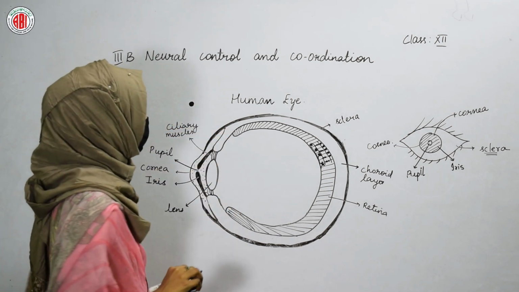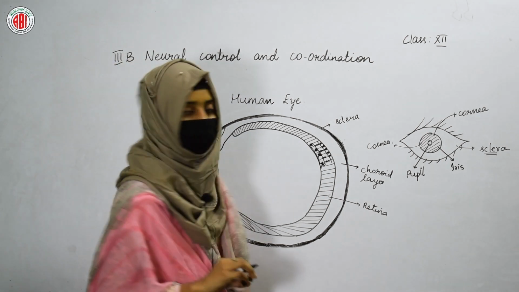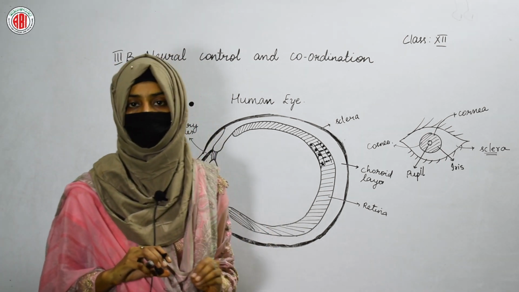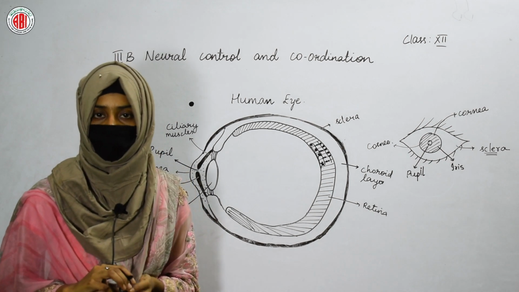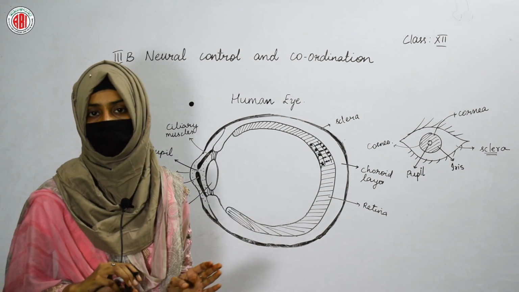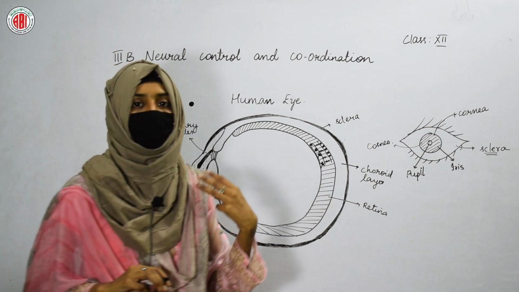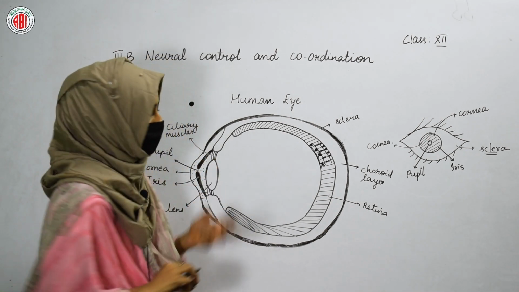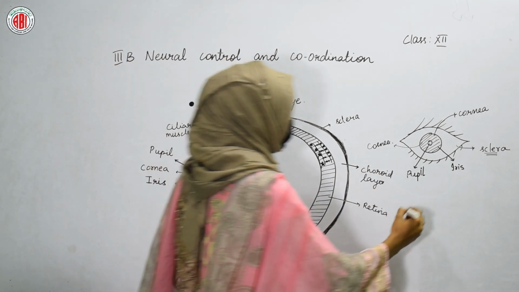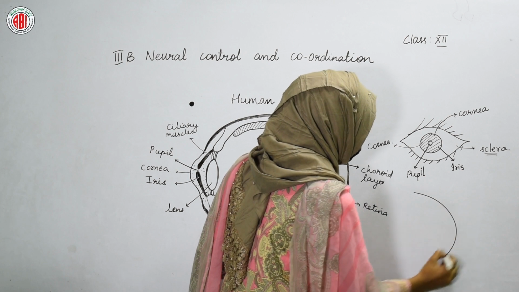The next layer is our retina. The retina is a layer which is also bluish in color due to the presence of melanin, and this retina shows 3 sublayers in its structure. When we enlarge the structure of the retina, it will be like this.